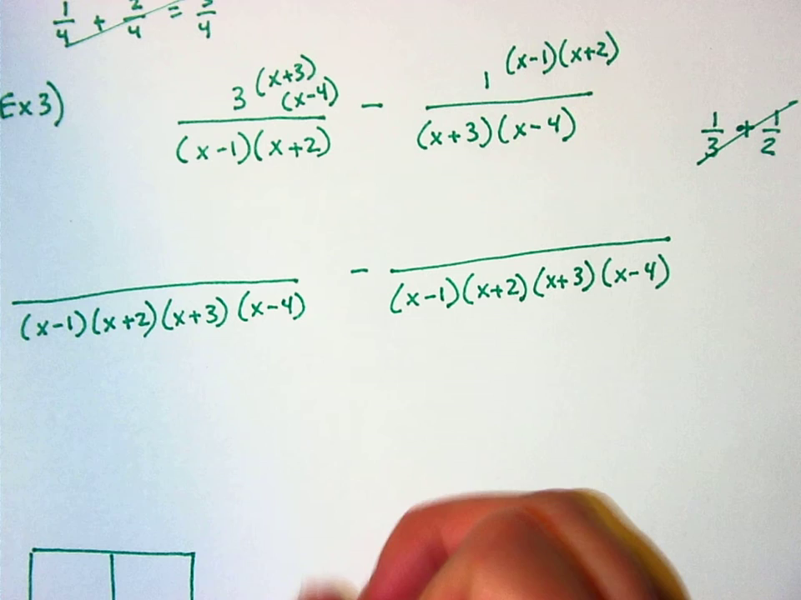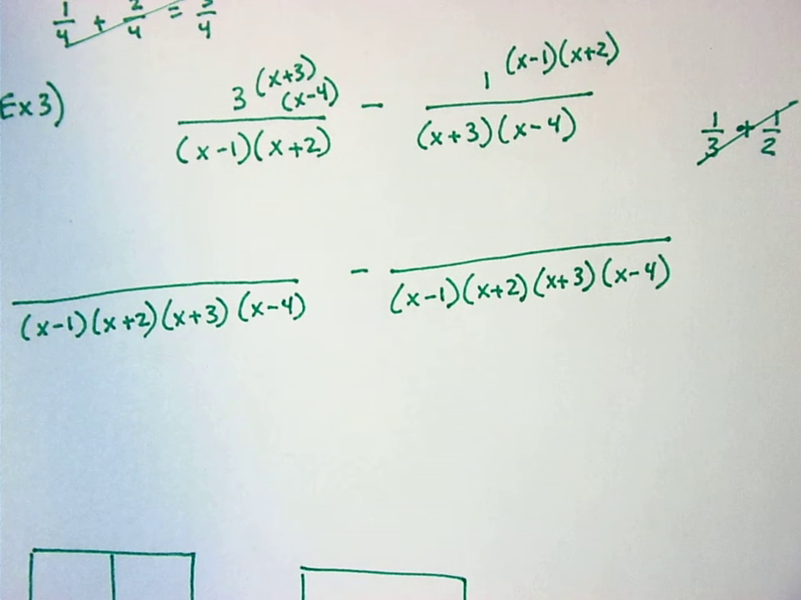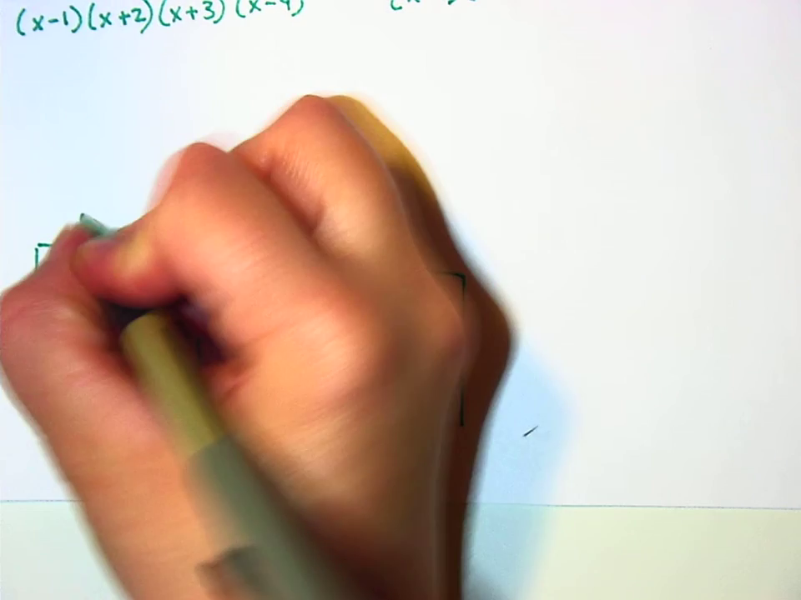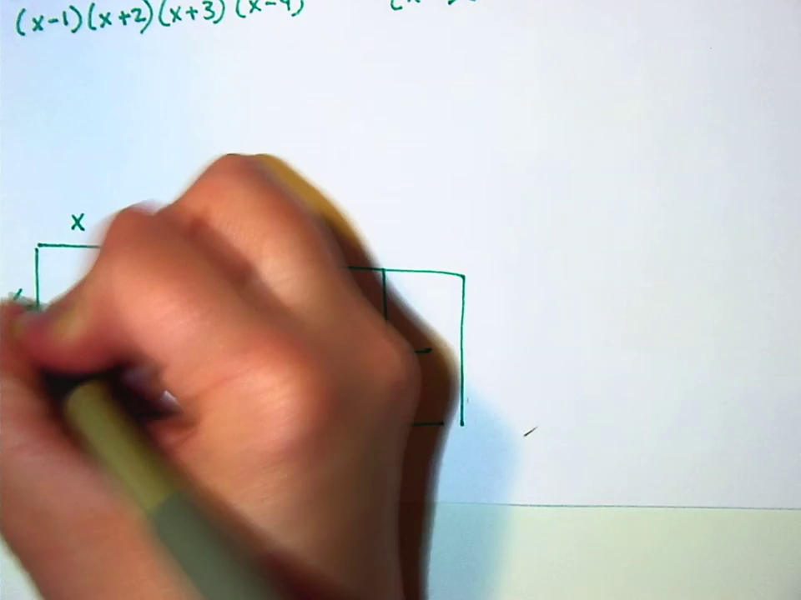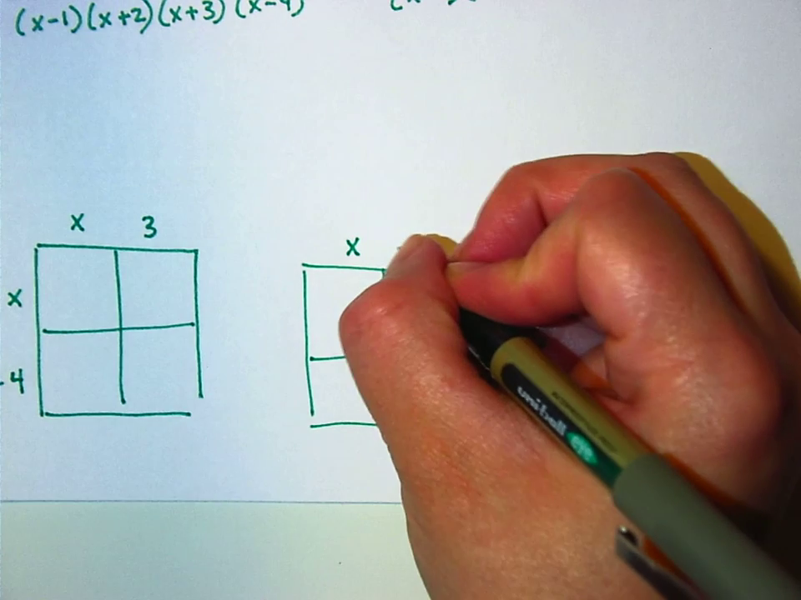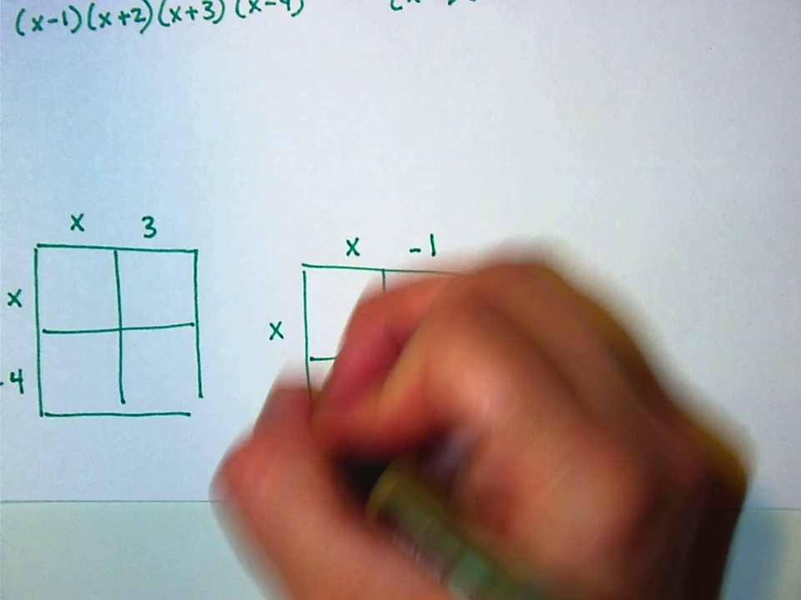2 quick Punnett squares. So the first one is x plus 3 and x minus 4. And the second one is x minus 1 and x plus 2.